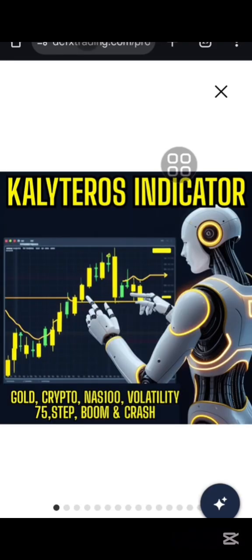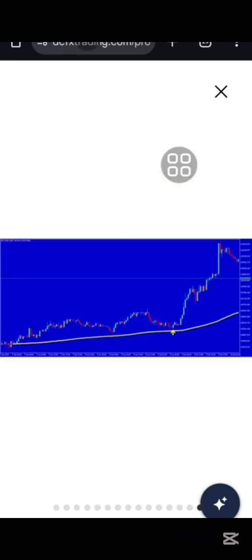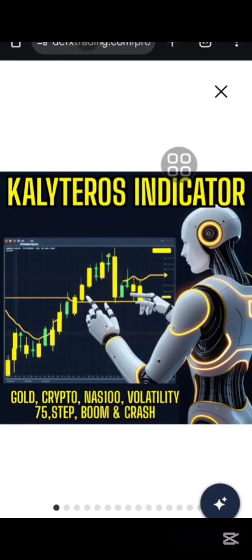So this strategy can be used on the forex space, it can be used on gold, it can also be used to trade BTC, and derivatives, synthetic indices, your Boom and Crash, Volatility, your Step, Jump. You can make use of this particular indicator.